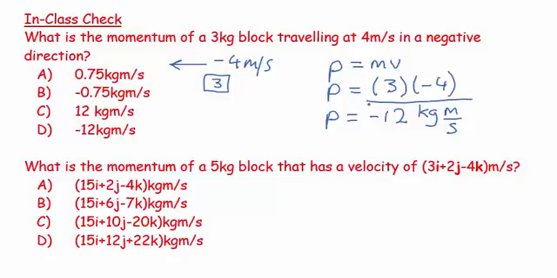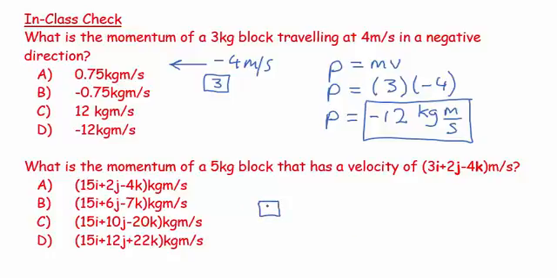So on a number line, if we're working in one dimension, that's just a straightforward example of how we'd work out our momentum given mass and velocity. But we don't always work in one dimension. Sometimes we work in 3 dimensions, and this brings in IJK notation. And also remember that momentum is a vector. So what we'd say here is, what is the momentum of a 5 kilogram block that has a velocity of 3i plus 2j minus 4k meters per second?